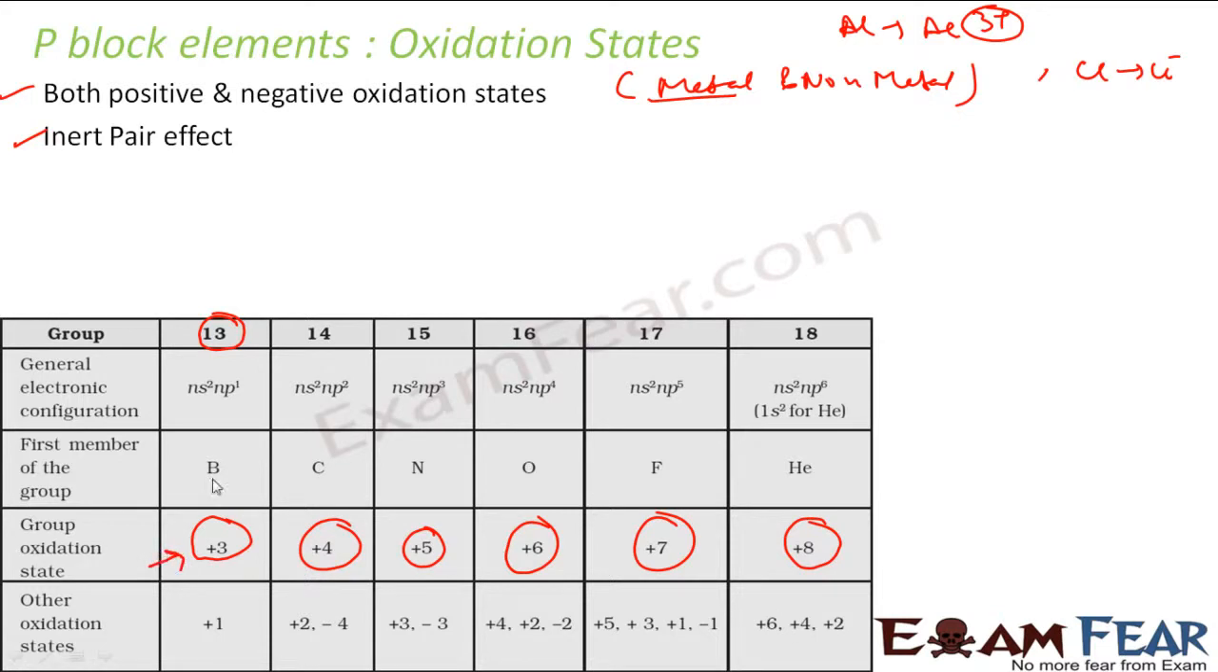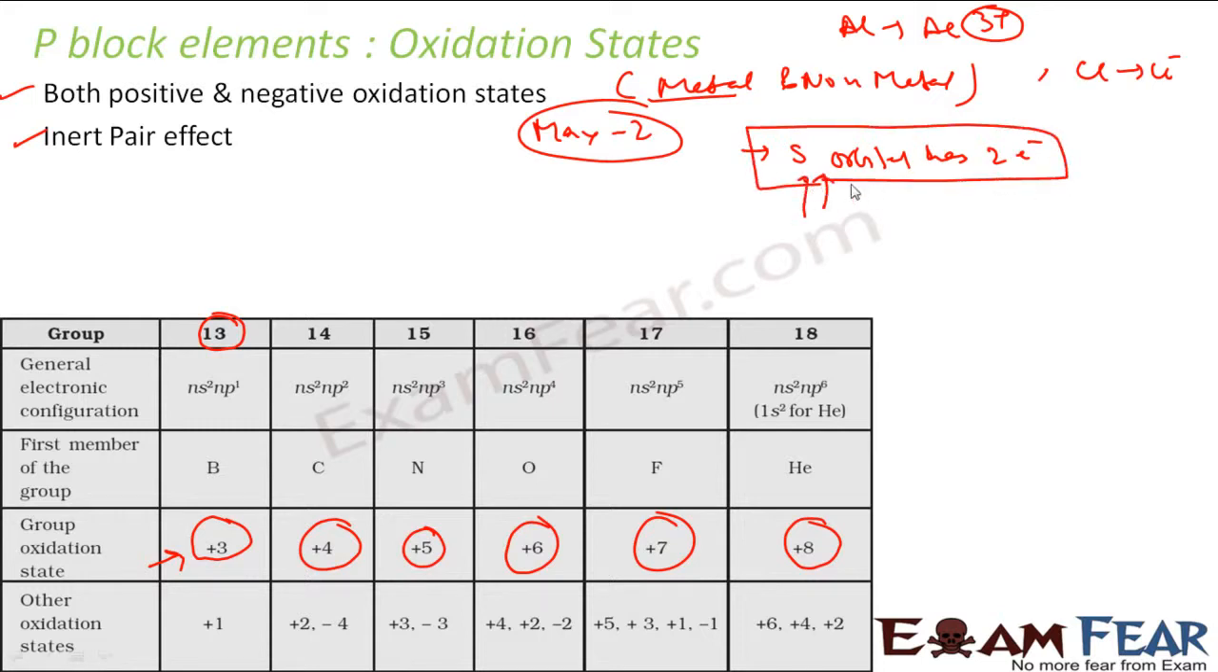Apart from this, they exhibit an oxidation state that is max minus 2. And why 2? Because the s orbital has 2 electrons, and sometimes these s electrons don't take part in the reaction, so these 2 electrons are ignored, and they exhibit an oxidation state of max minus 2. For example, 3 minus 2 is 1, 4 minus 2 is 2, 5 minus 2 is 3, 6 minus 2 is 4, 7 minus 2 is 5, 8 minus 2 is 6. And this effect is called the inert pair effect. We'll discuss more about this in the next slide.